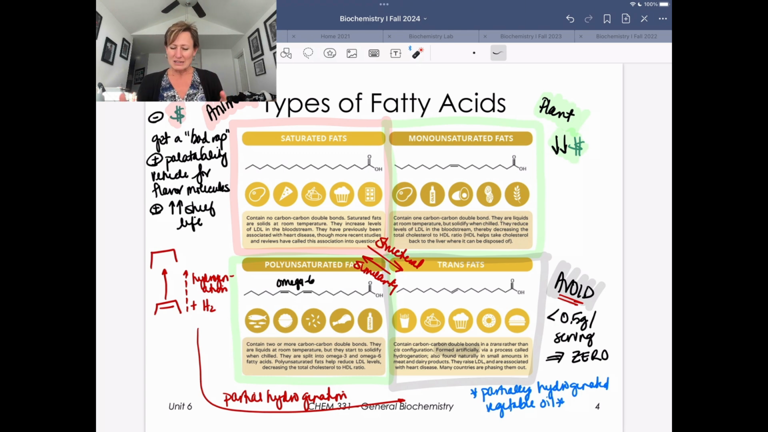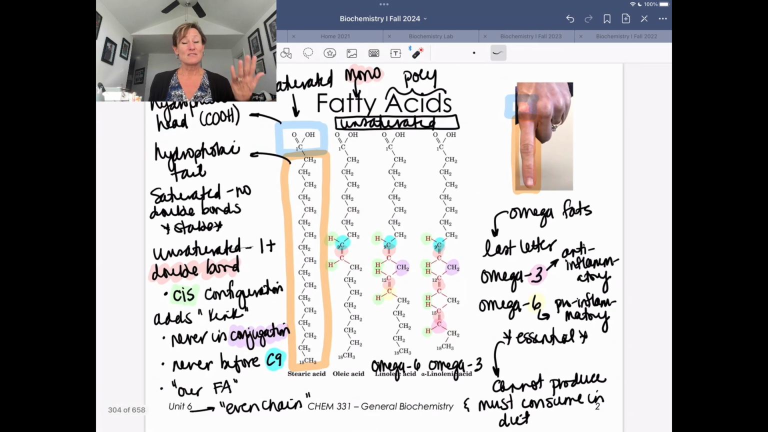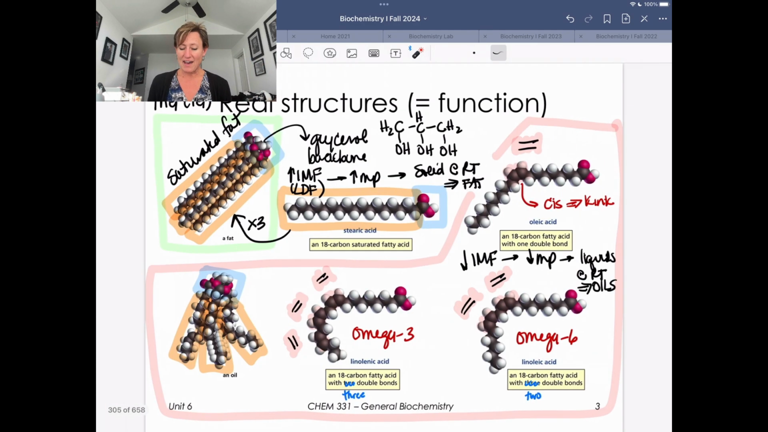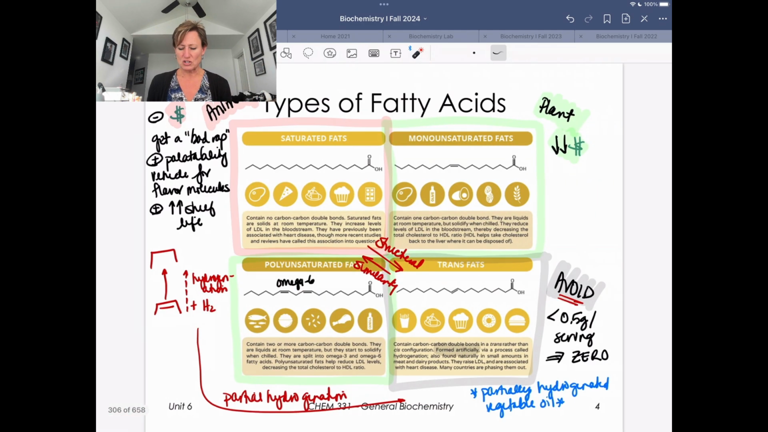Okay, so a little bit of a story here to kind of pull things together, looking at fatty acids and the different types that we have, how their structure affords function, and importantly, how we can think about where we find these in our food products.